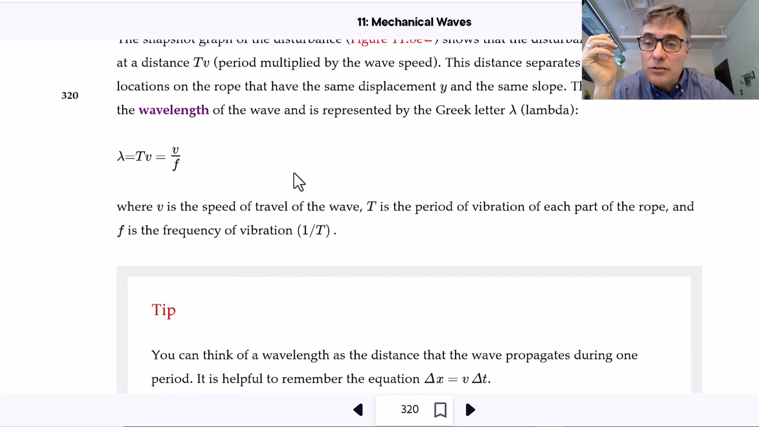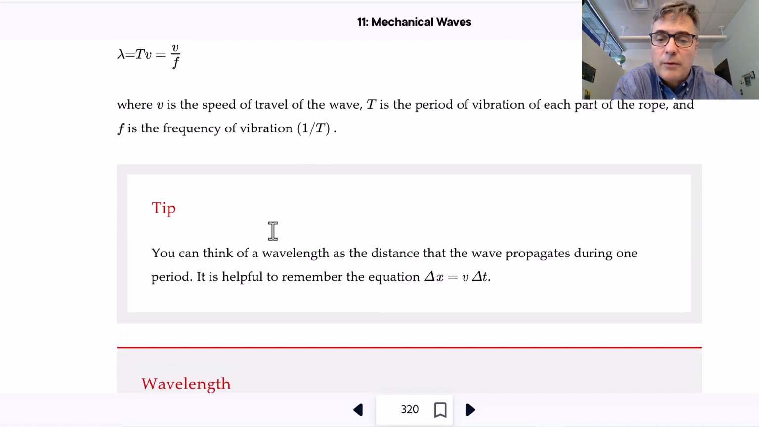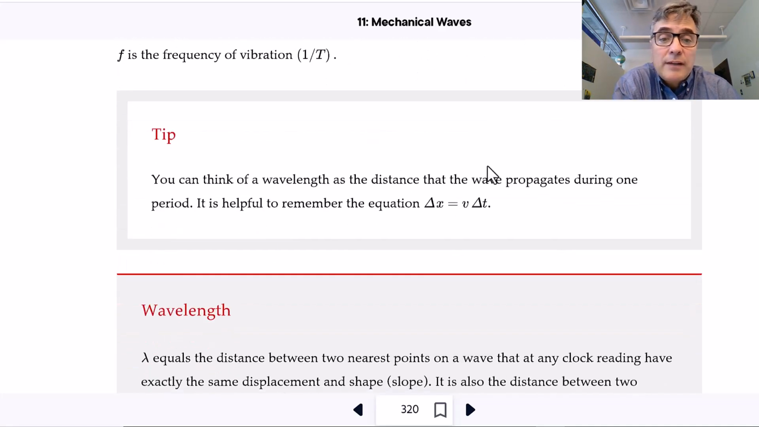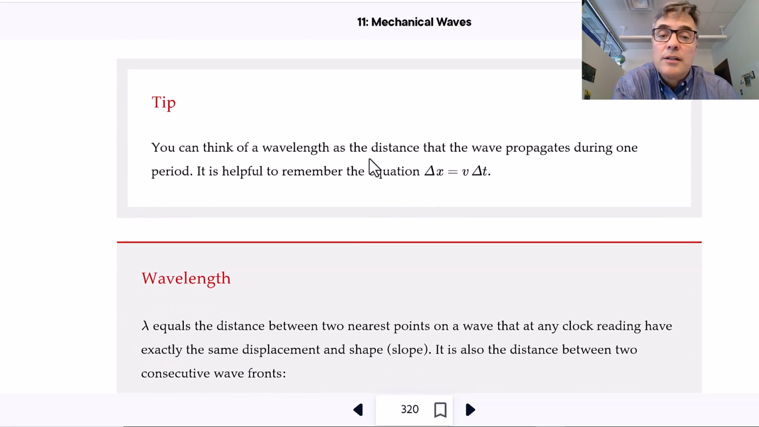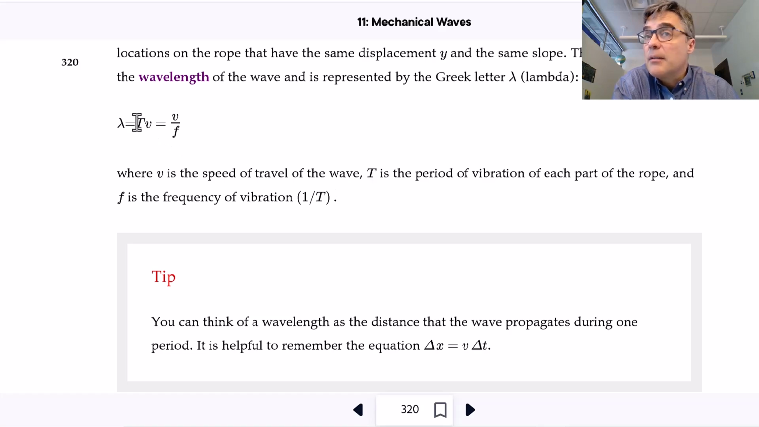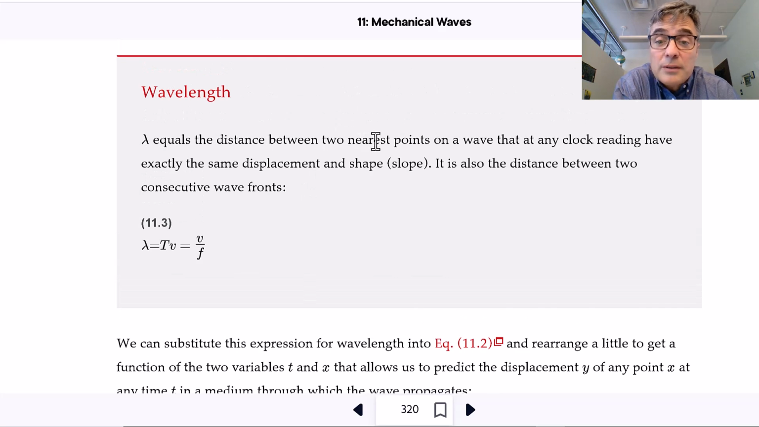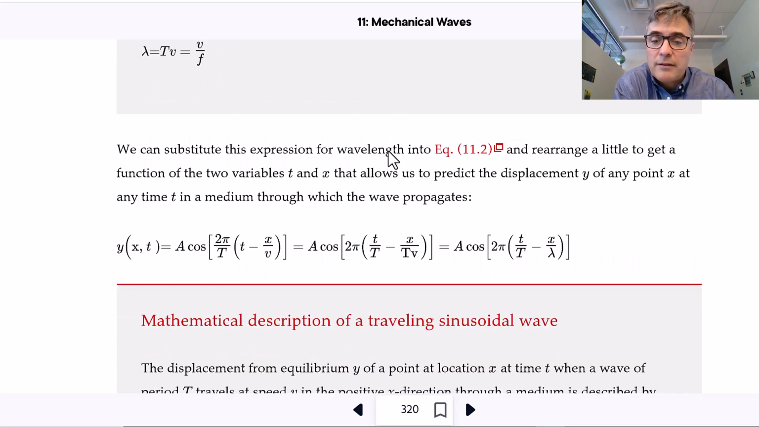And then you can also derive something called the wavelength. This is a Greek letter lambda, which is the period times the speed, or also the speed over the frequency. And you can think of the wavelength as the distance that the wave propagates during one period. So remember delta x equals v times delta t, so the wavelength is the period T times the speed of the wave. It's also equal to the distance between two nearest points in a wave, like the two crests on the wave will also be the wavelength.